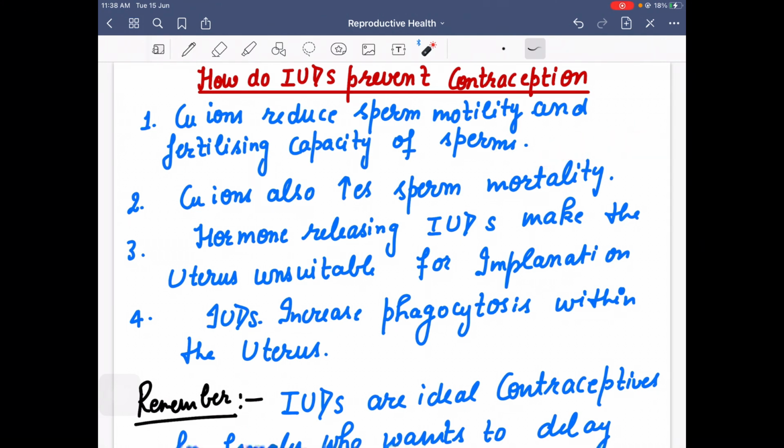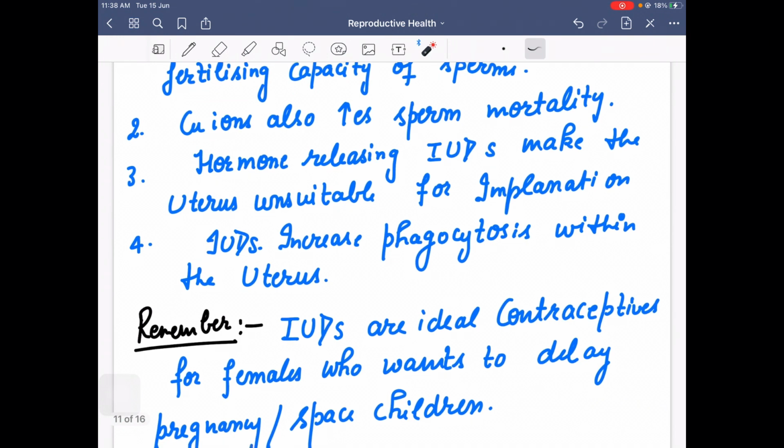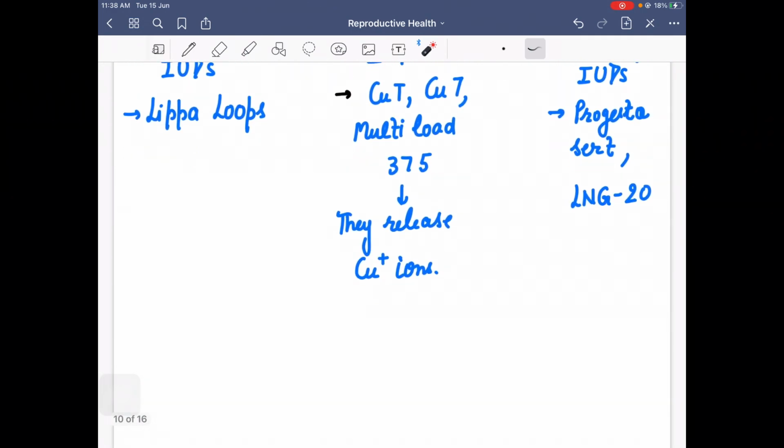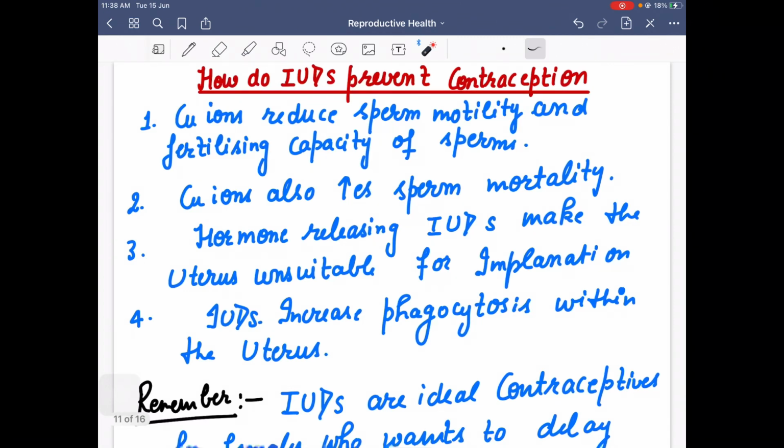Now there is another kind of IUD, that is hormone releasing. Because they are hormone releasing, they increase progesterone, so these IUDs make the uterus unsuitable for implantation. And if implantation does not happen, pregnancy definitely will not be there.